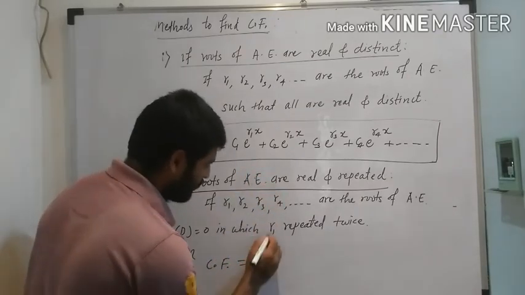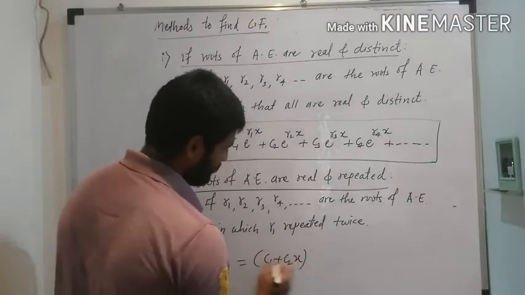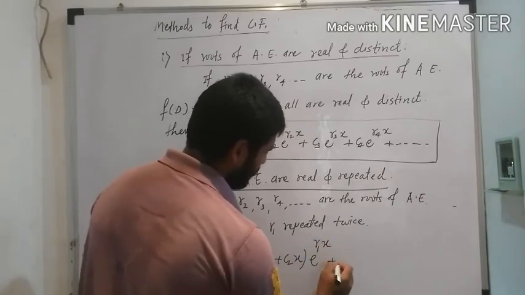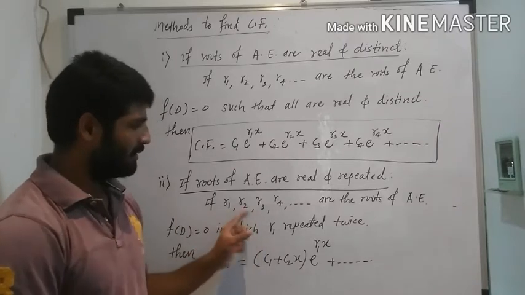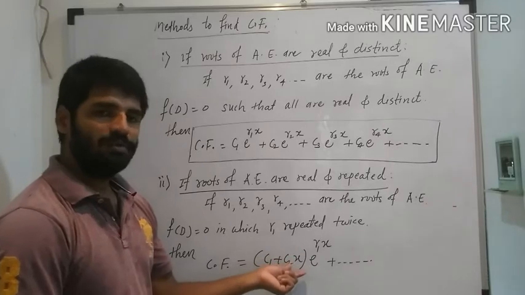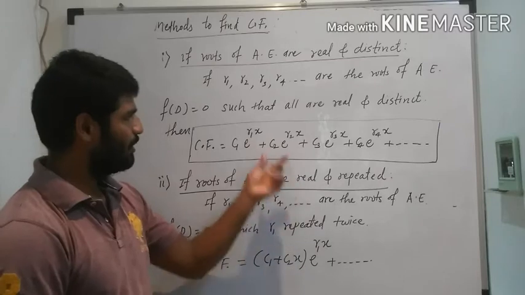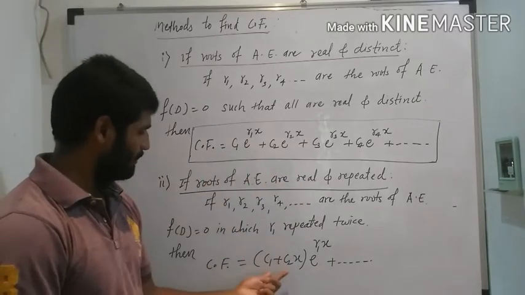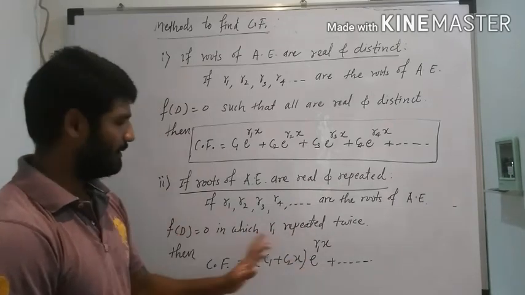So corresponding to that, we have to write (C1 + C2 x), that is two constants, C1 and C2, e raised to R1, that is the repeated root, into x, plus so on. If R2 is again repeated, then we have to write the same, (C3 + C4 x) into e raised to R2 x. If R2 is not repeated, then we have to write it the same as the distinct case. So if R1 is repeated two times, then we have to write the complementary function like that.